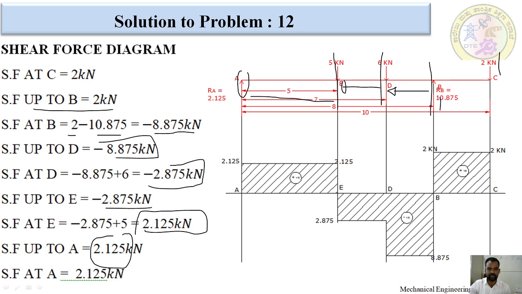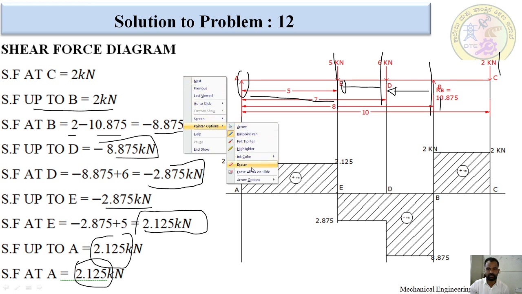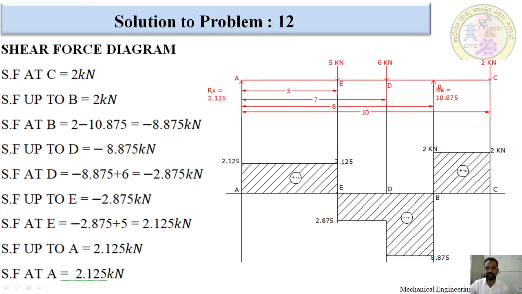For that reason, 2.125 kilonewton is the same value. This completes the calculation of the shear force diagram. Next I am going to draw the shear force diagram.